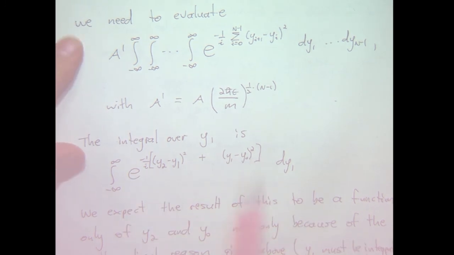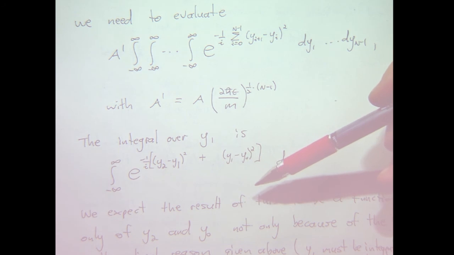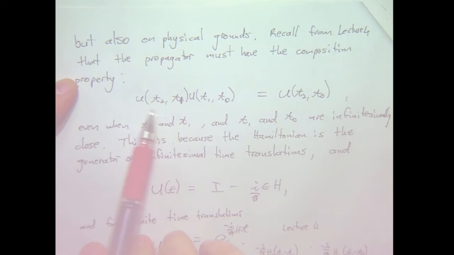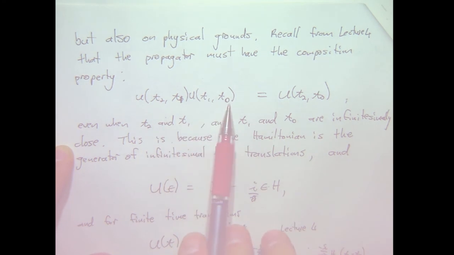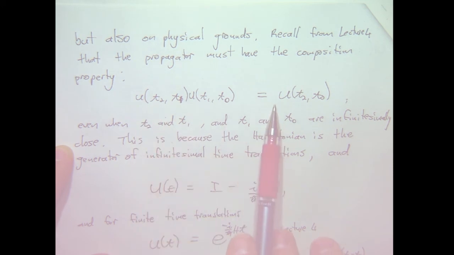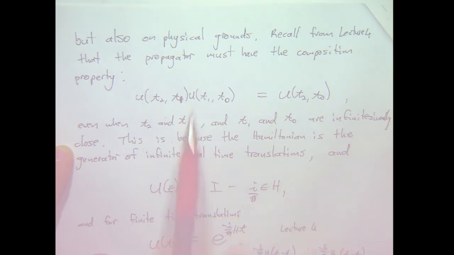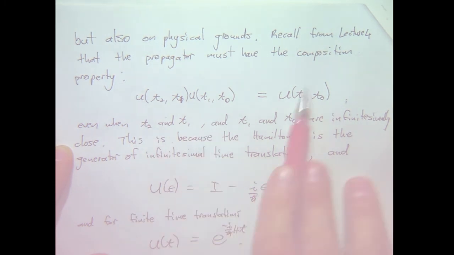Now, when you calculate this integral, what will happen is the y1 will disappear. It's got to disappear. Why? Because, remember back in lecture 4, we know that the propagator must have the composition property. If you propagate the particle from T0 to T1, and then from T1 to T2, that must be the same thing as propagating the particle from T0 to T2. In other words, that T1 has got to disappear. Not only that, you retain the same form of propagator. The propagator is a Gaussian in there and a Gaussian in there, and the integral of that must be a Gaussian where the T1 disappears.